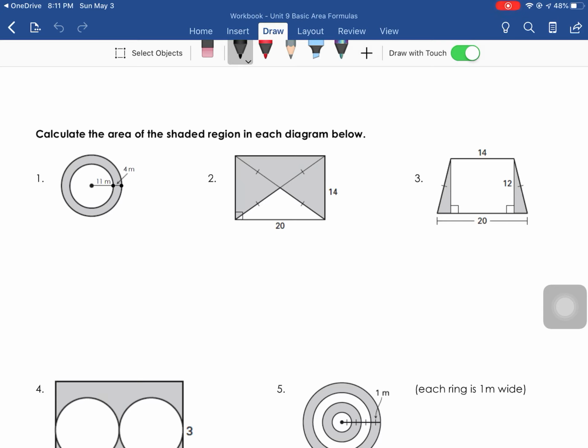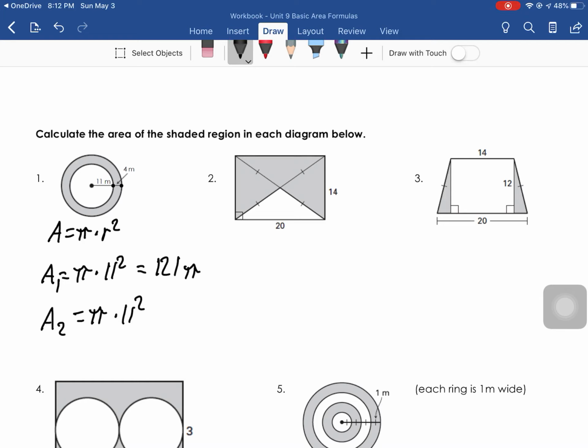Okay, so remember area equals pi times r squared. So for this, pi times 11 squared is going to give us 121 pi, because 11 squared is 121, and then I'm just going to call that A1 for the small circle. And then A2 is going to be 15 squared, because it's the bigger circle, which is going to give us 225 pi.